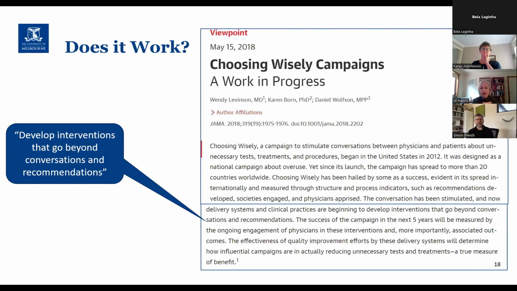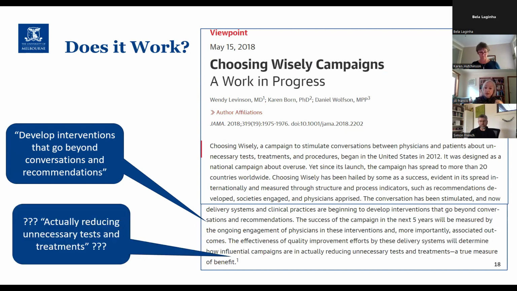These movements are great. Effectively sort of top-down strategies. So how do we go beyond intervention? How do we develop interventions that go beyond the conversations? We need to identify whether it's actually reducing unnecessary tests and treatments at the point of care. So the Choosing Wisely campaign is a fantastic movement. It's not being as effective yet as people would like it to be. So we need more than the conversations.